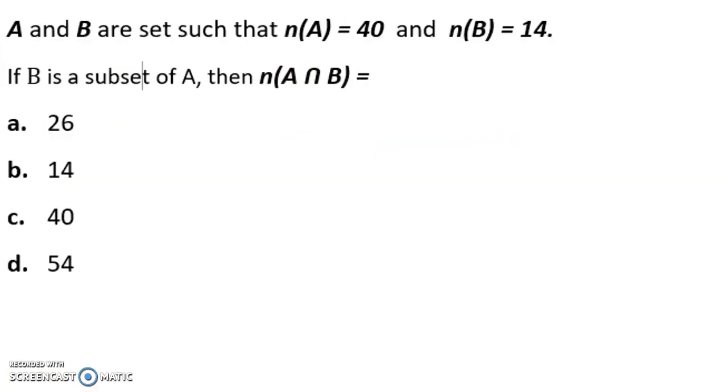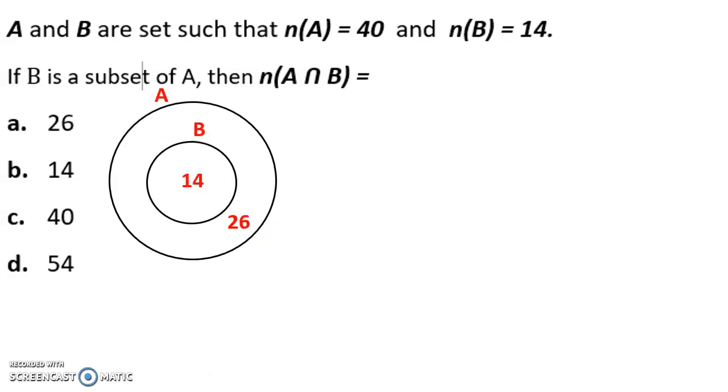All right, moving on. A and B are sets such that set A equals 40 and set B equals 14. If B is a subset of A, then what is the intersection of A and B?